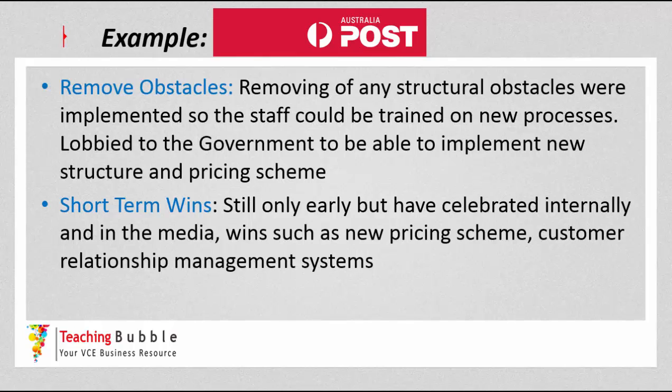Then they removed obstacles, so there were some structural obstacles in the first place that stopped this sort of change from happening. So they removed those so that staff could be trained on the new processes. They lobbied the government because that was a real hurdle. They couldn't just change prices or change the structure of their letter delivery service. So they lobbied the government in order to implement that new structure. That was an obstacle that they had to overcome, and then they did that.